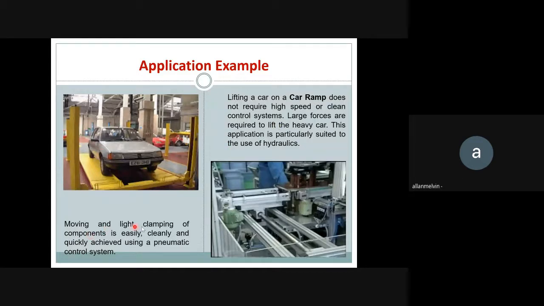Moving and light clamping of components is easily, cleanly and quickly achieved using a pneumatic control system. If your application requires moving and light clamping of a component, very light, not forceful, it is clean because it just uses compressed air, which can be released back to the air. It can be achieved quickly with pneumatic, much faster than hydraulic, just not precise. So if you have this kind of application, then you can use a pneumatic.